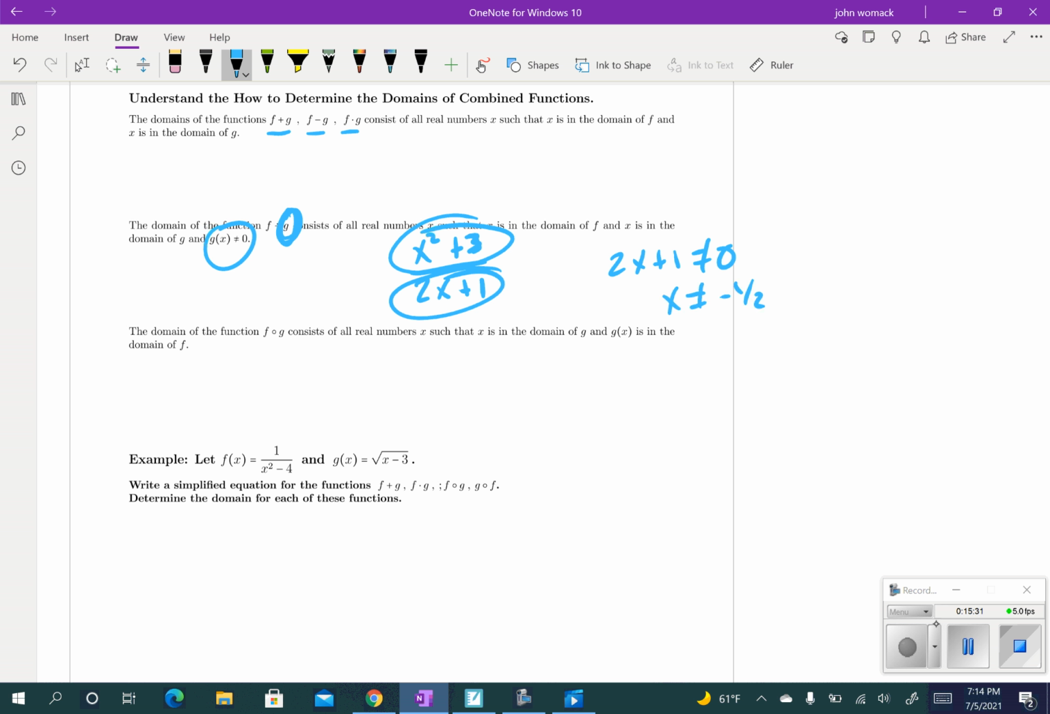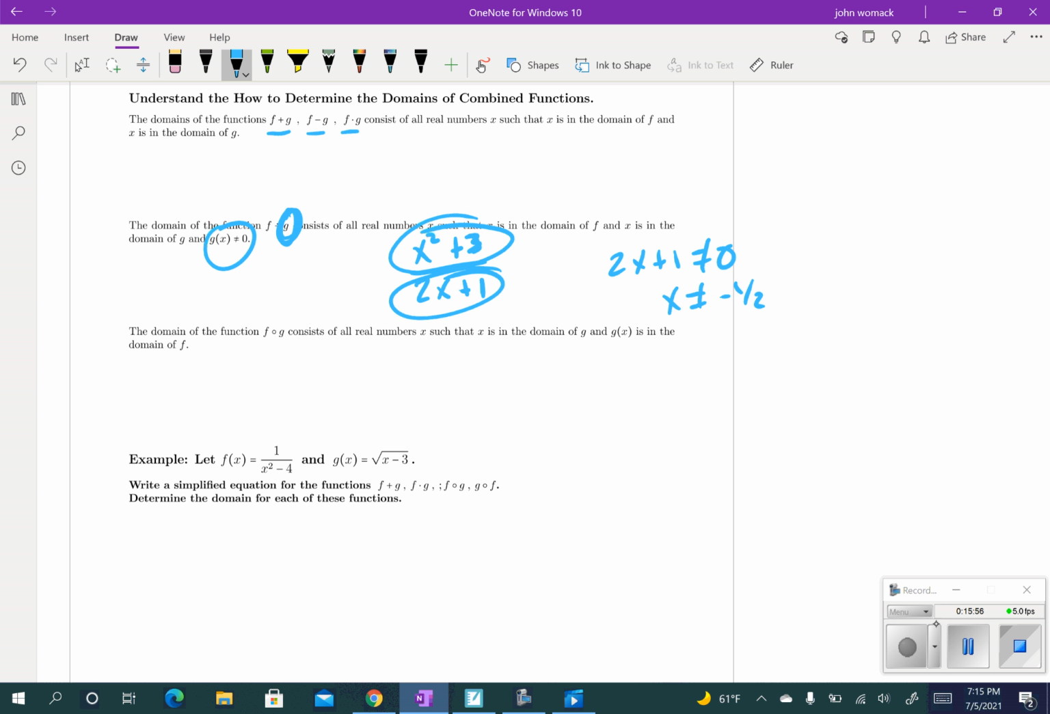So really for adding, subtracting, dividing, multiplying, it's pretty straightforward. The domain of f plus g has to be the domain that's in both: it has to be in f, and it also has to be in g, whether you're adding, subtracting, or multiplying. And with dividing, it's the same thing, other than you have to make sure that you don't get a 0 on the bottom of the fraction.